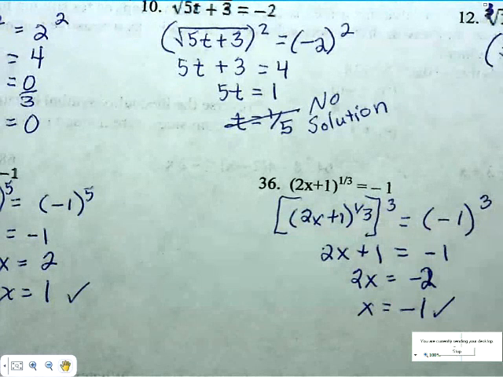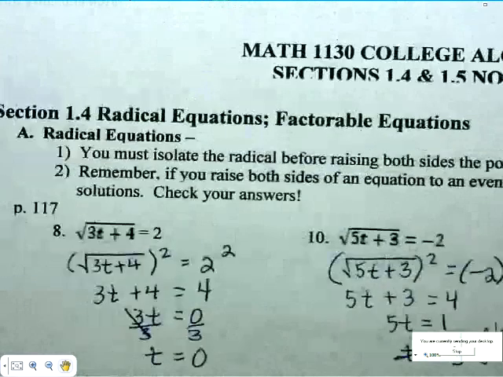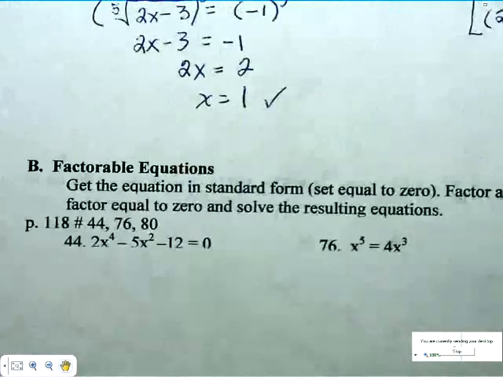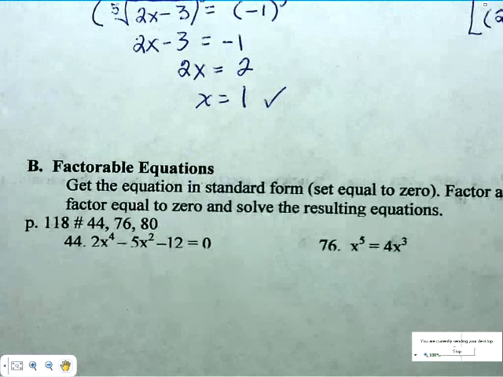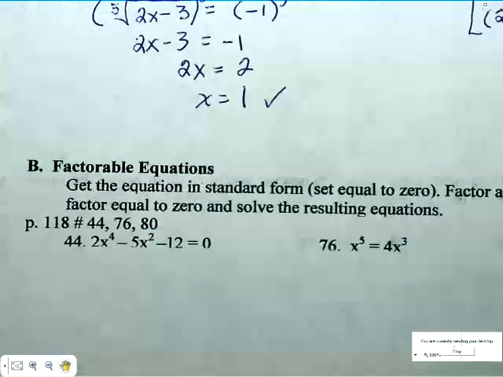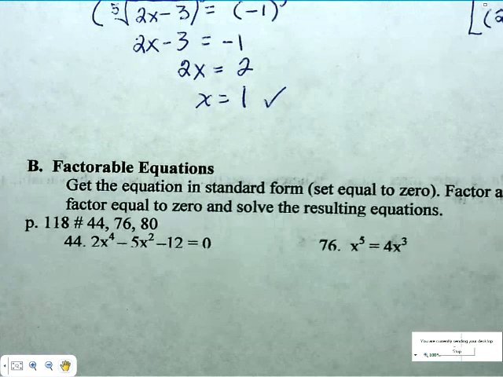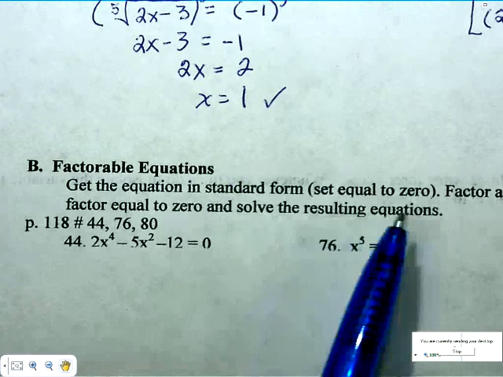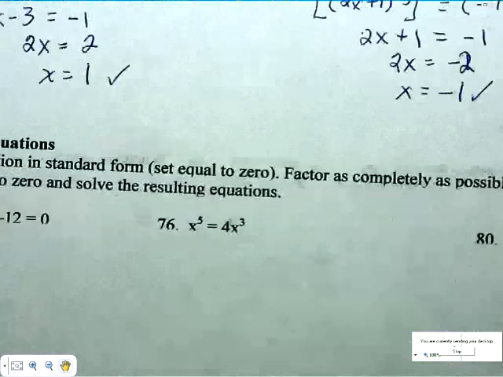There's actually one other thing in this section. This section is titled Radical Equations and Factorable Equations. We've looked at the radical equations. Factorable equations are just higher order equations, some power higher than 2, that still can be solved by factoring. And just like quadratic equations, the first thing we have to do is get it set equal to 0 and then factor completely as possible using all the techniques for factoring you already know.